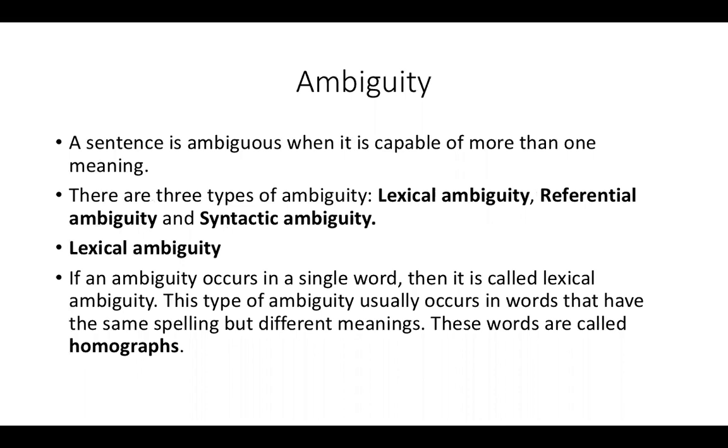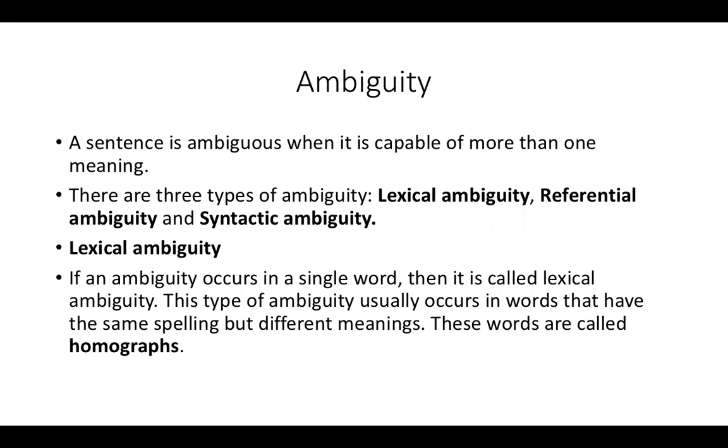Ambiguity. So that's for vagueness. You can see why we say certain sentences or words are vague. Now, ambiguity is a different problem. A sentence is ambiguous when it is capable of more than one meaning. There are three types of ambiguity. We have lexical ambiguity, referential ambiguity, and syntactic ambiguity.